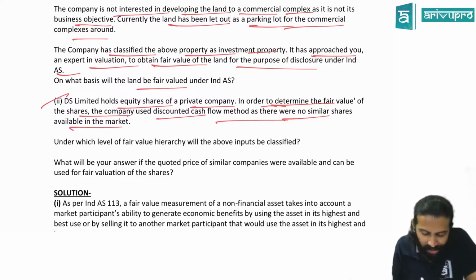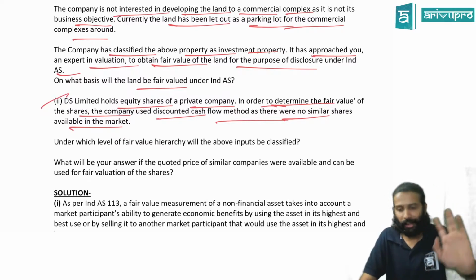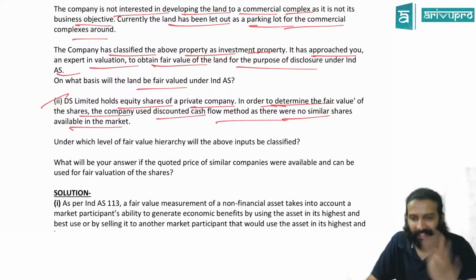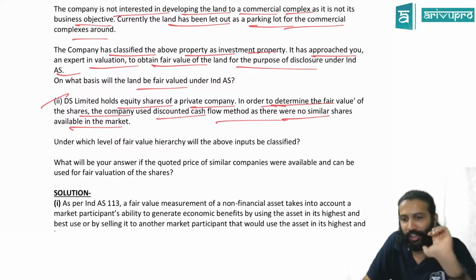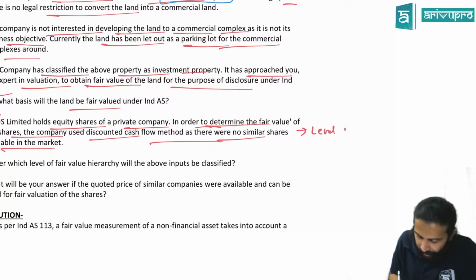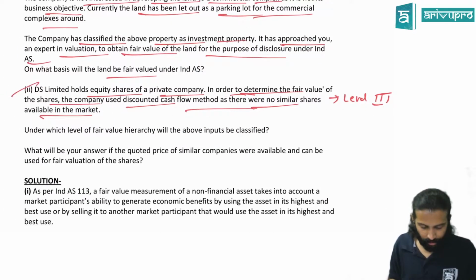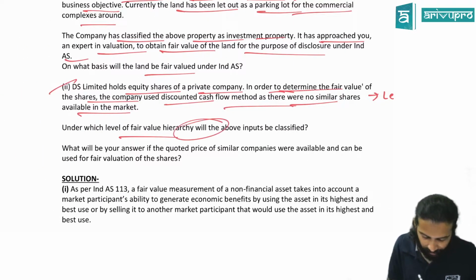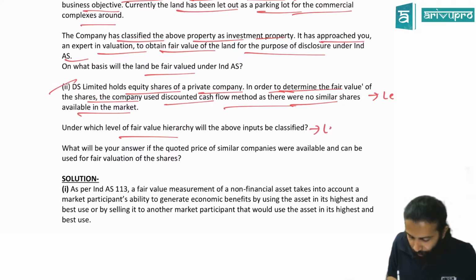As there were no similar shares available in the market, similar shares were not available, hence we used the earnings approach. There itself, they'll ask now, which input? You know the input, which is Level 3. So there itself, we can write Level 3. Okay, next. Under which fair value hierarchy will the above inputs be classified? Obviously, Level 3. Correct, no?